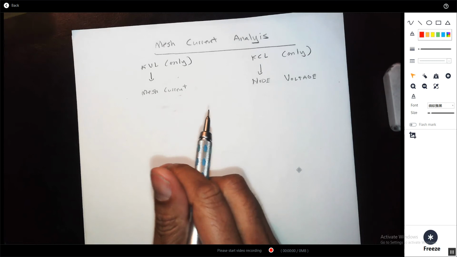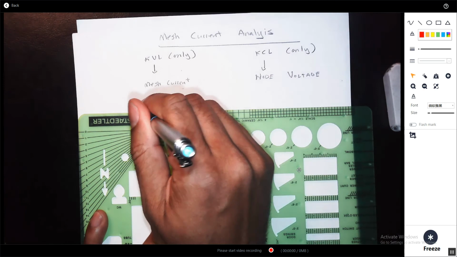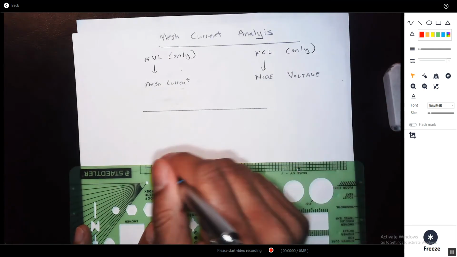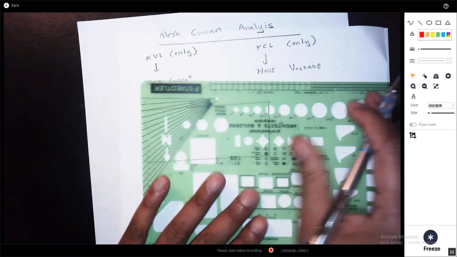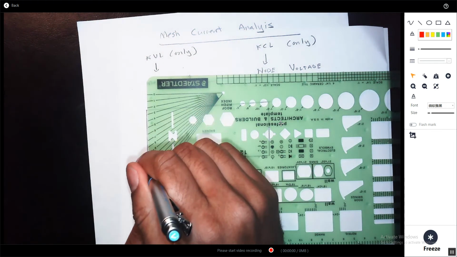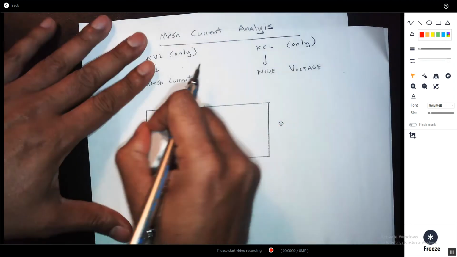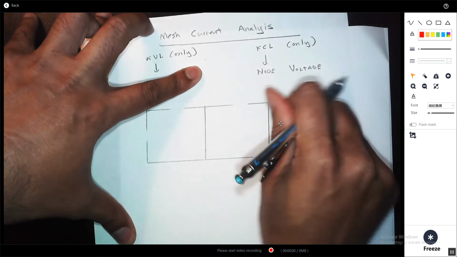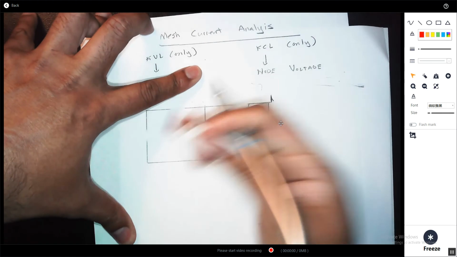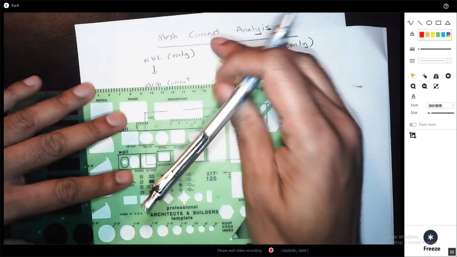So what we're going to do is go ahead and take a regular circuit as we did before, and we're simply going to apply mesh current. In a mesh current, we'll simply have a circuit here and a circuit here. That's a standard circuit. And what we'll do is we will have a voltage source just like this.